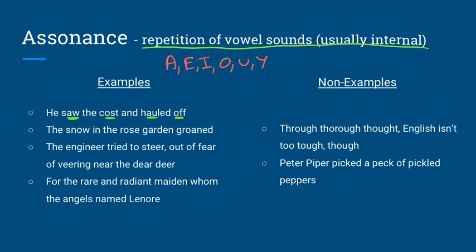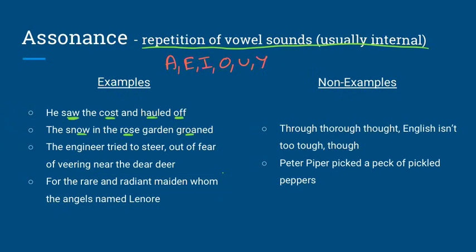Next, we've got the snow in the rose garden groaned. Once again, as we've seen even just so far, a lot of these are internalized. They're not ending up at the very beginning of the word. Not all of them are at the very end. Most of them appear in the middle of letters.